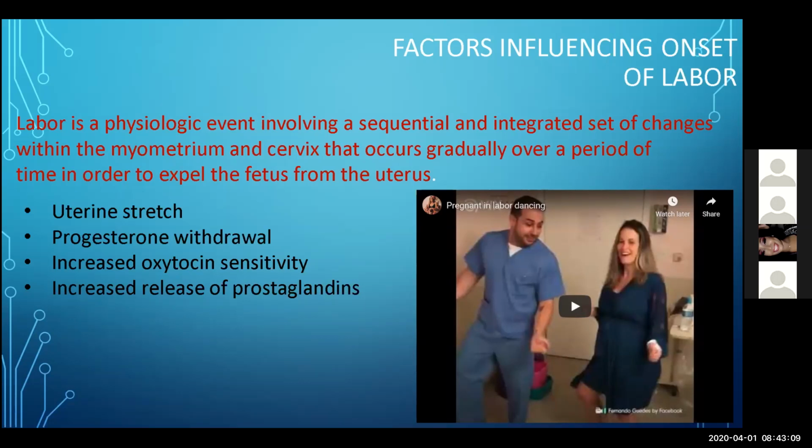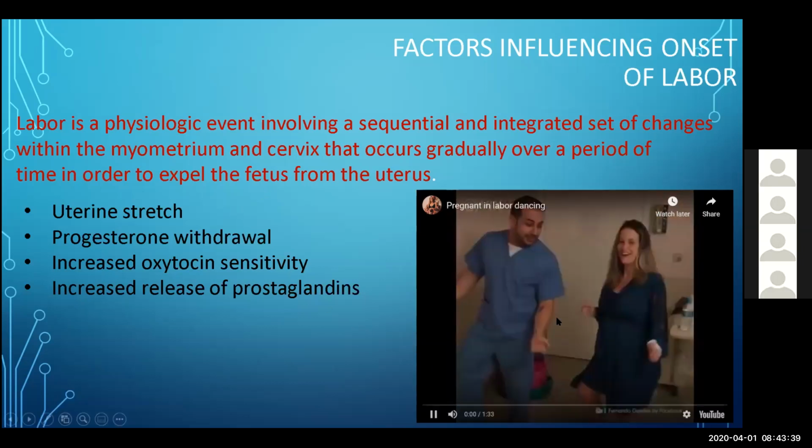Oxytocin aids in stimulating prostaglandin synthesis. This process leads to additional contractions, woohoo, and cervical softening, progressing to cervical dilation. And we'll talk more about the softening and the dilation of the cervix. In this video on this slide that you're about to see, it shows a woman using what we lovingly refer to as the baby dance to help encourage her labor along. So it's kind of a fun video to show that not every woman labors the same.